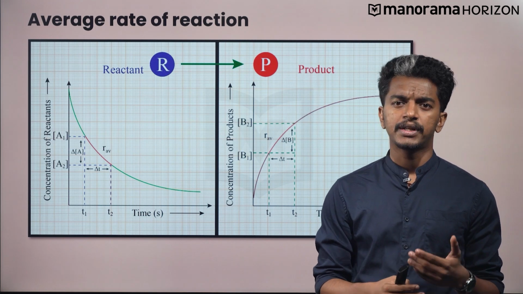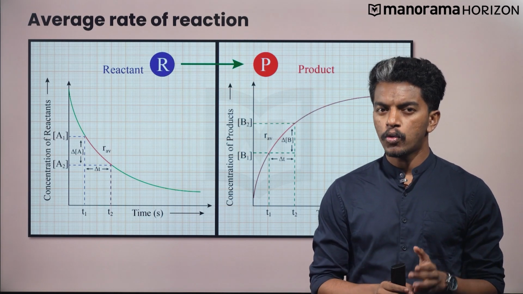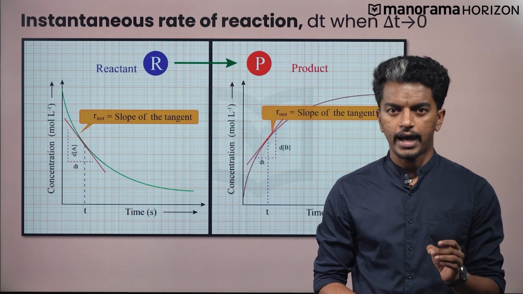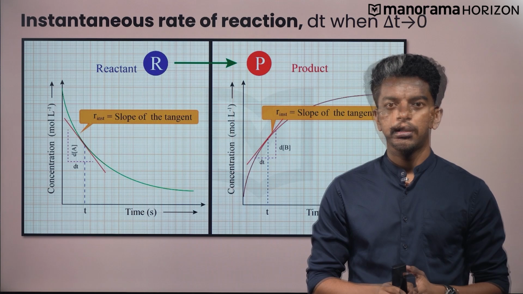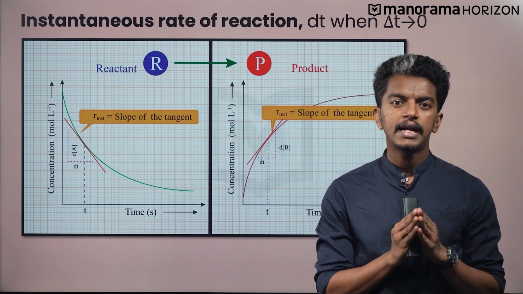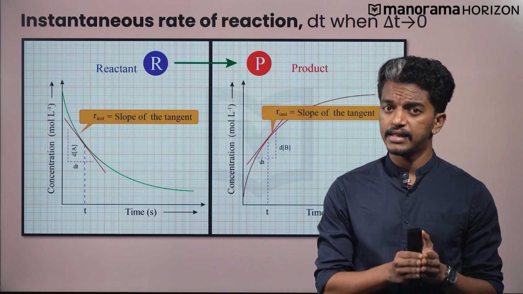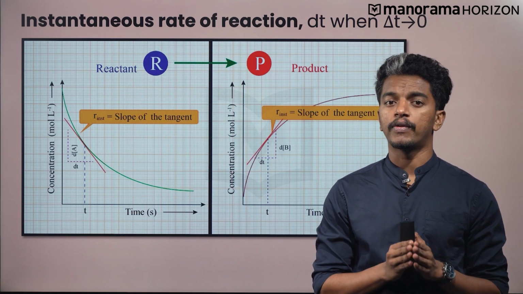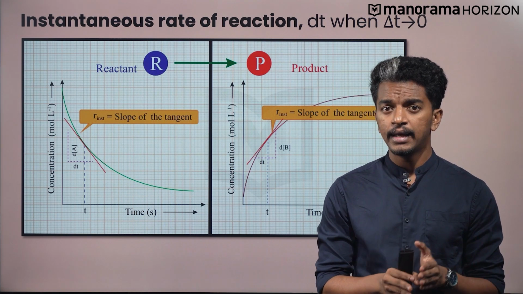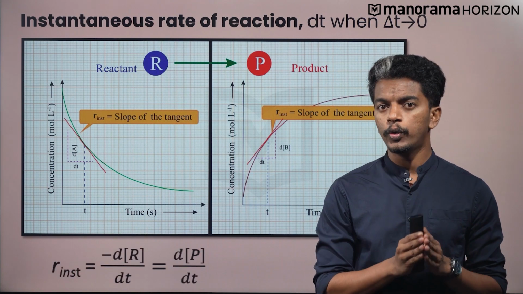In fact, the average rate does not predict the rate of reaction at a particular instant of time. The average would be constant for the calculated time interval. In order to obtain the rate of a reaction at a particular instant of time, instantaneous rate is determined. Here, an infinitesimally small time period, say dt, is considered. That is, when delta t approaches 0, the slope of tangent in a concentration versus time plot gives instantaneous rate. If the change in concentration of reactant and product are dR and dP respectively for an instantaneous time interval dt, then the instantaneous rate is given by minus dR by dt, which is equal to dP by dt.